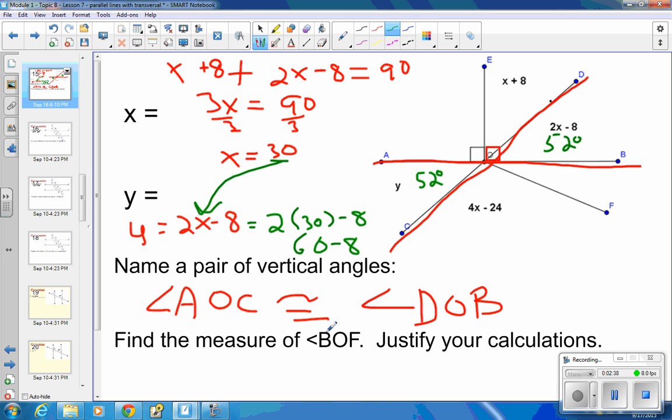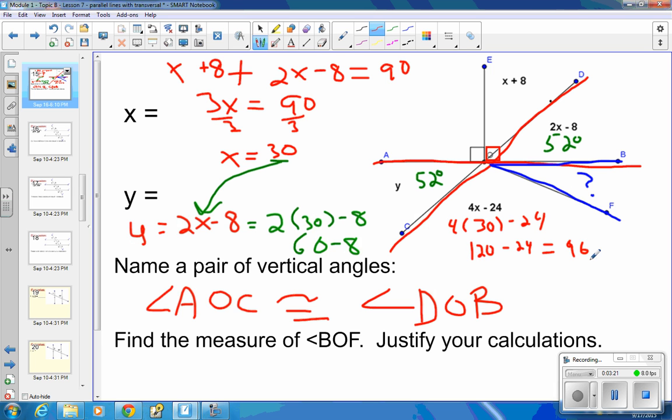Now the last question down here says find the measure of BOF. So B to O to F is this piece over here. And you've got a linear, or three angles that add up to a line. So that's consecutive adjacent angles on a line. This one's 52. We don't know what this one is. That's what our goal is. And this one is 4x minus 24. So we know that x is 30, so I can say that this is 4 times 30 minus 24, which is 120 minus 24. And if I subtract correctly, I think I get 96 degrees.